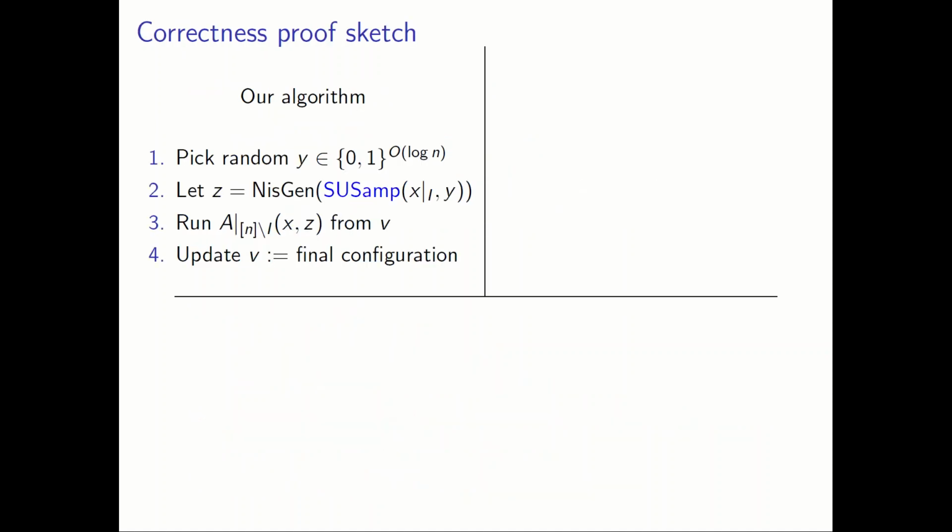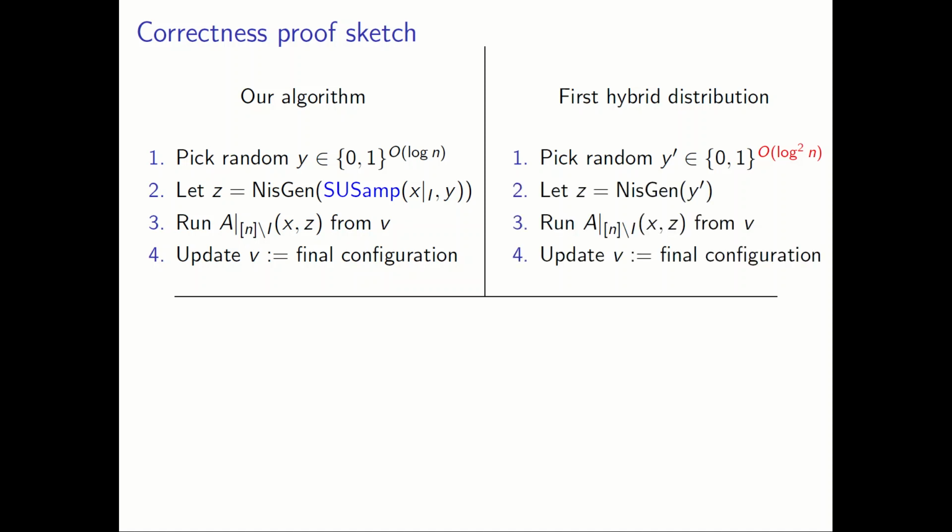So the correctness proof is a hybrid argument. We're going to have several steps, several hybrid distributions. Here's repeated the relevant portion, one phase of our algorithm. And the first hybrid distribution, the first step of the hybrid argument, is going to say, let's get rid of the sampler. Just pick a truly random seed for Nisan's generator and plug it in.